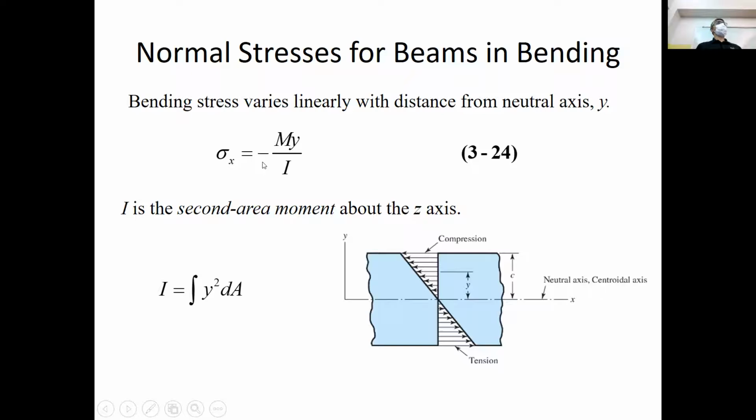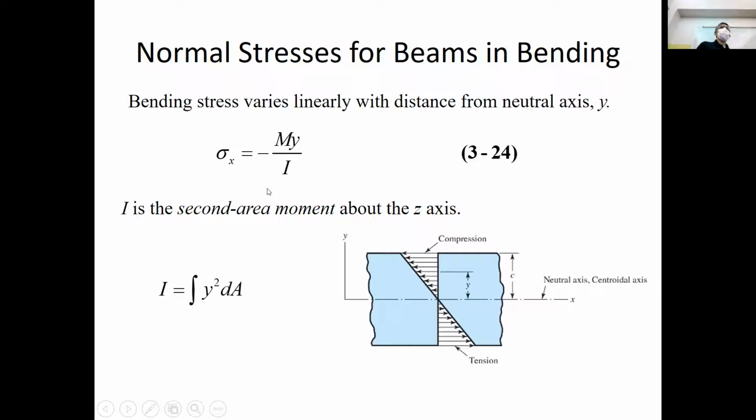And by the way, if I remind you with biaxial state of stress, if I'm looking at sigma x from an Mz, we do not use a negative sign because that's no longer true. So when you did combined stresses and I have an Mz and an My, the My does not come with a negative sign.